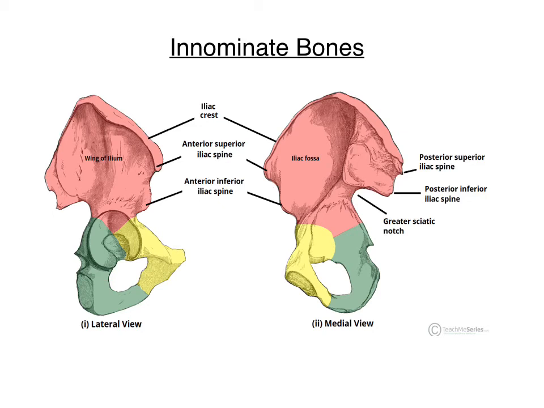Also, the innominate bone contains a deep cup which receives the head of the femur, and this is termed the acetabulum.